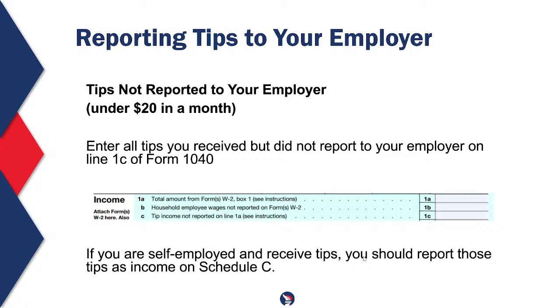If you're self-employed and receive tips, just include those as gross income. Don't worry about saying, well, this was gross income because of work that I did versus this is gross income I received as a tip. Just put it all into one category. It doesn't matter.